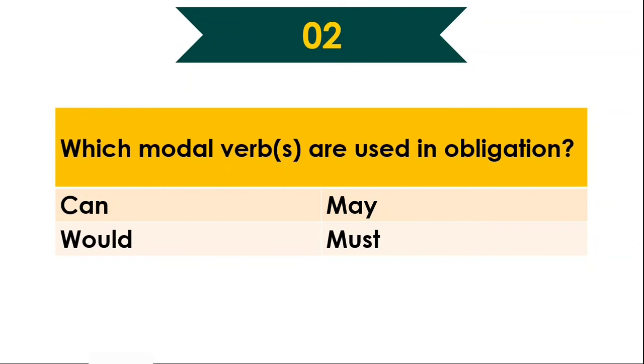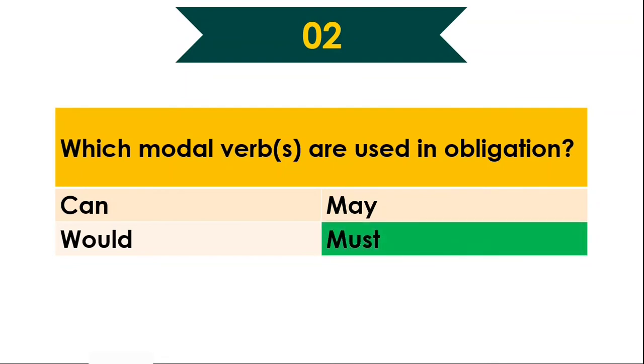Obligation में कौन से modal verbs use किए जाते हैं? Whenever you are making someone do something forcefully, or it's a law, or it's a rule, you use should and must. हमने पढ़ा था ना, should और must use होता है, लेकिन obligation है तो फिर वहाँ पे must use होगा. So the correct answer is must.